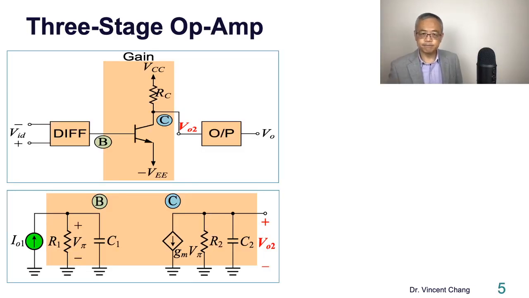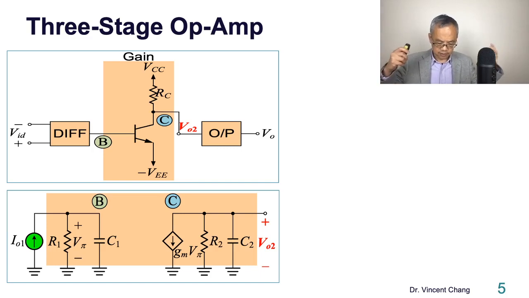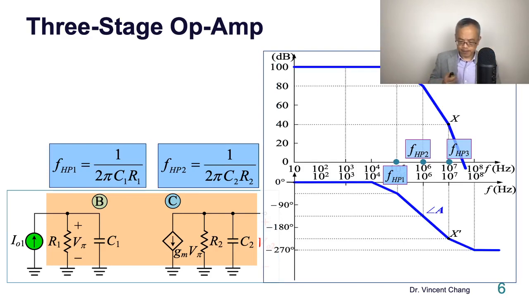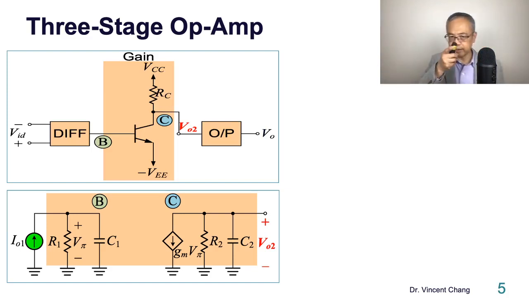So what's the key point? Assuming this is a three-stage op-amp, the uncompensated open loop gain comes from a three-stage op-amp. For the uncompensated, the first pole frequency is decided by R1 and C1, and the second pole frequency is decided by R2, C2. Now, where is B? B fits with our original assumption: the original dominant first pole frequency is decided by the interface between the first stage and the second stage. So node B is located at the interface between the first differential stage and the second gain stage.